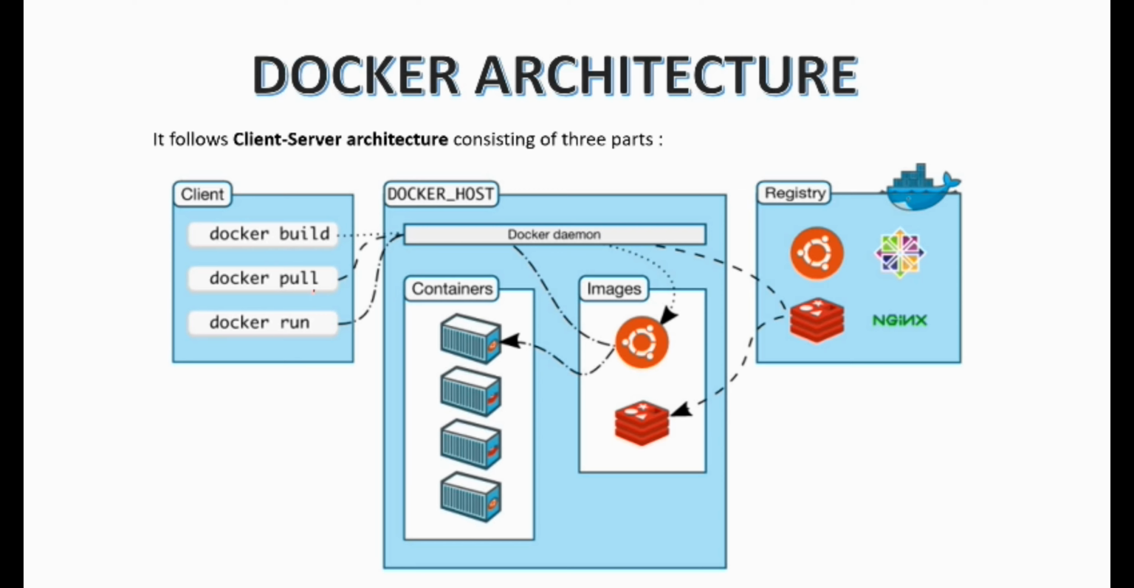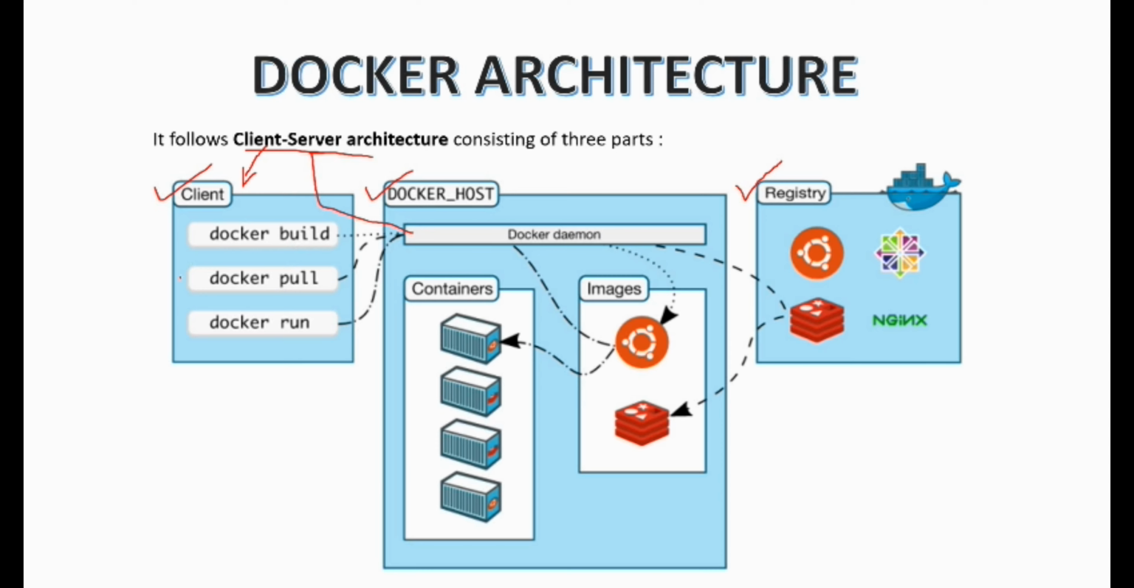Now talking about the Docker architecture, it follows a client-server architecture where the server is the Docker daemon and the client is the CLI that you use in order to interact with the server, or the Docker daemon. The architecture is divided into three parts. First is the client, second is the Docker host, and third is the Docker registry.